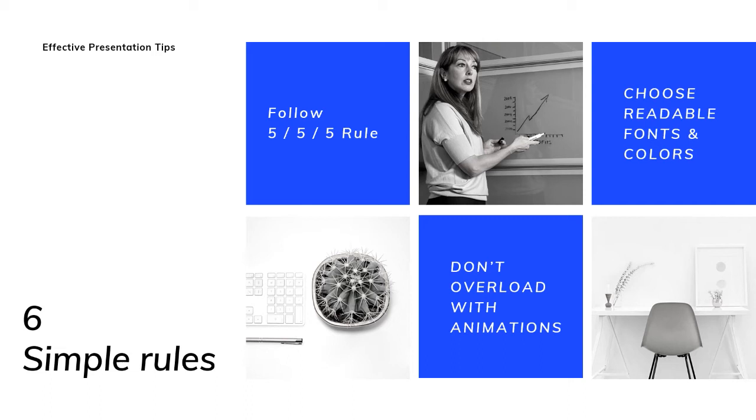The first one is the 5 by 5 by 5 rule. What is this 5 by 5 by 5 rule? Do not have more than 5 words in a particular line. When you are putting information in a particular line, do not have more than 5 words.